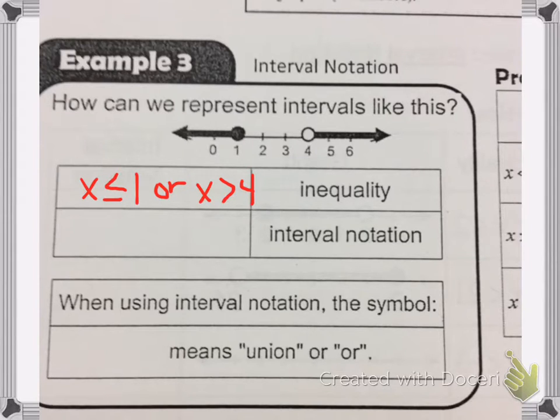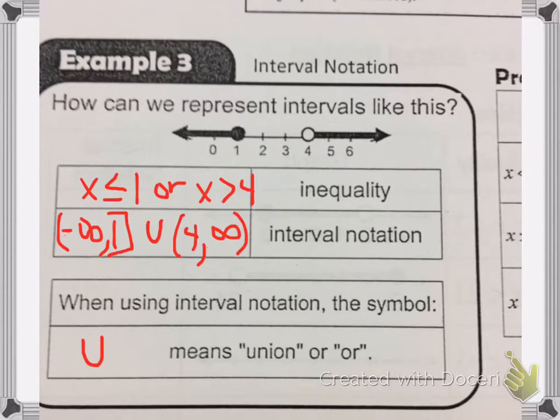In interval notation, we would have two intervals that we're going to represent with a union or an or sign here. That means we're going from negative infinity to 1 with a bracket, and then we're starting again at 4 and going to infinity, both being parentheses this time. So when we're using two intervals at one time, we're going to connect them with the union sign, which looks like this.